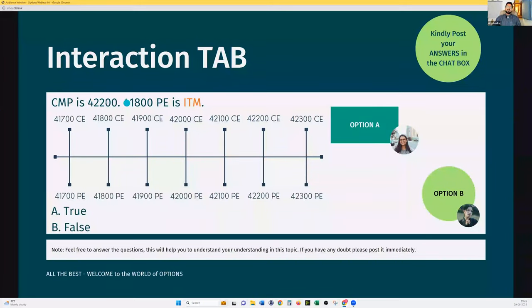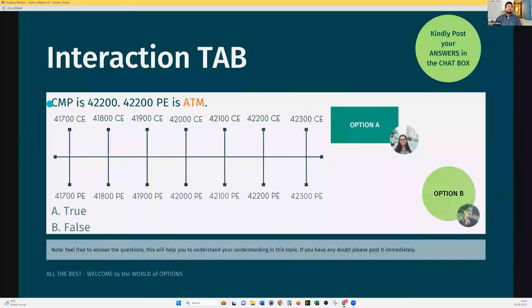Now, the second question. Current market price is at 42,200. 41,800 put option is in the money. Come on guys, say your answers. It's false. It's not an in the money options. It is an OTM because the market is at 42,200 and hereafter only it need to attain 42,000, 41,900, and then it need to come to 41,800, which means that it is a OTM option and it is not an in the money option. So answer is going to be false.